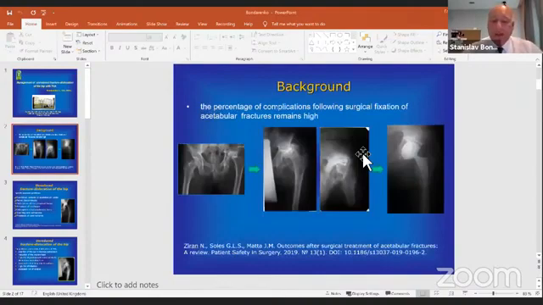The number of patients with hip trauma is steadily growing every year. Preserving surgery remains a priority for their treatment, especially in young patients. However, the percentage of complications following surgical fixation of acetabular or proximal femur fractures remains high and amounts to about 10 to 40%.